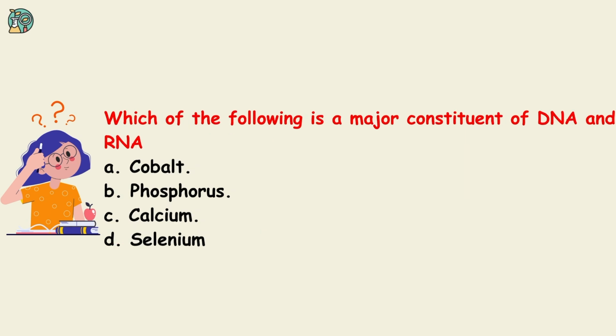Now the final question. Which of the following is a major constituent of DNA and RNA? A. Cobalt, B. Phosphorus, C. Calcium, D. Selenium. Well, the answer for this question is obviously B. Phosphorus. Phosphorus is the major constituent of DNA and RNA.